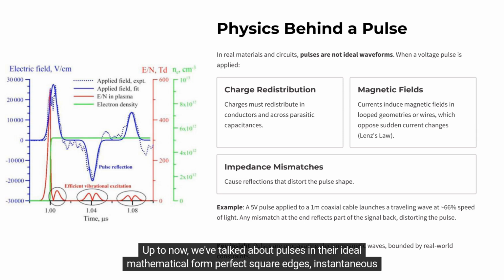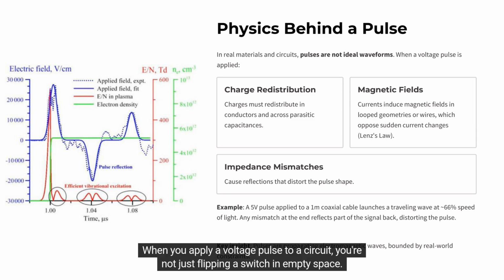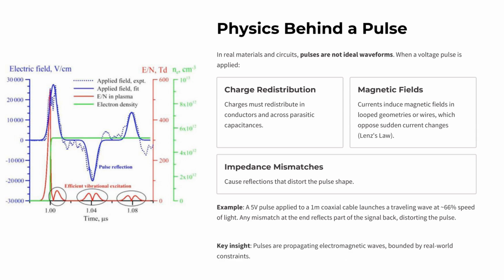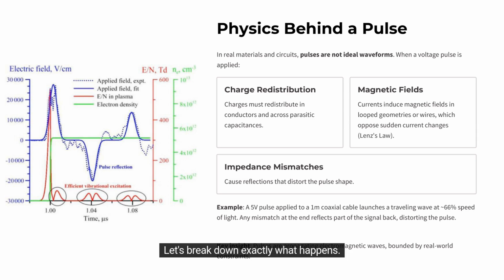Up to now, we've talked about pulses in their ideal mathematical form: perfect square edges, instantaneous transitions, no distortion. But in the real world, pulses are never ideal. When you apply a voltage pulse to a circuit, you're not just flipping a switch in empty space. You're interacting with real physical materials that obey the laws of electromagnetism. Let's break down exactly what happens.